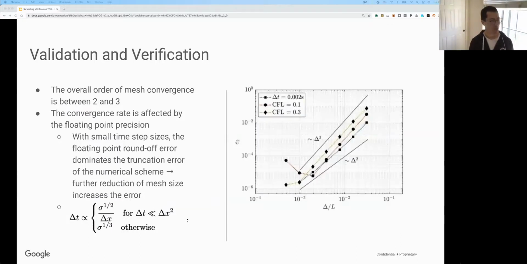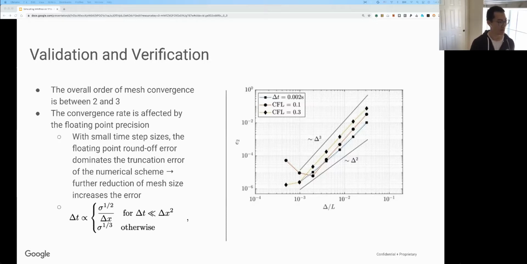So for some more analysis, we perform a mesh convergence analysis, and we show that the overall convergence order of our solver is between 2 and 3. But we also observe that the convergence rate is affected by the floating point precision. As you can see from the figure on the right, when we further reduce the mesh size at some point, the error is actually increasing.